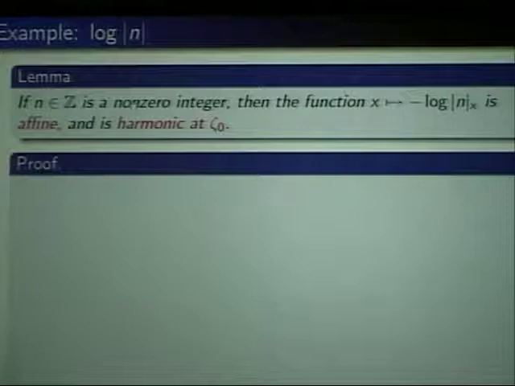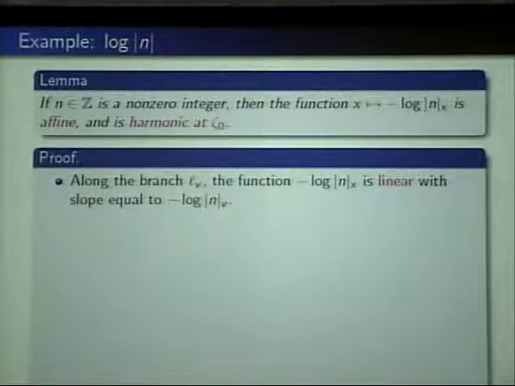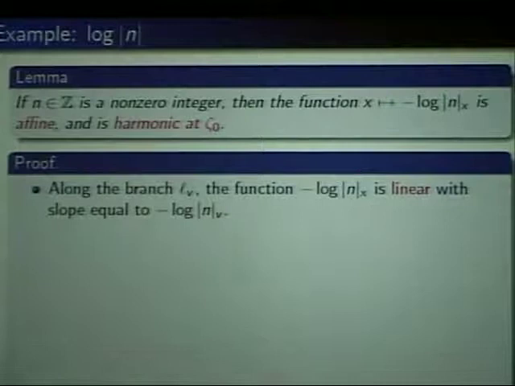So the proof: along the branch L sub v, this function minus log absolute value n is linear with slope equal to minus log absolute value n sub v. So remember, when I say absolute value n sub v, that's the usual normalized absolute value, and those are the points of distance one away. So it's easy to see that this is the case. This absolute value n sub x, remember each of these branches were just powers of some fixed seminorms, so when you take logs, you get linear functions. So if you know the value at one point, it's just linear on the rest. So just tautologically, this function is linear along each branch, and the slope is minus log absolute value n.